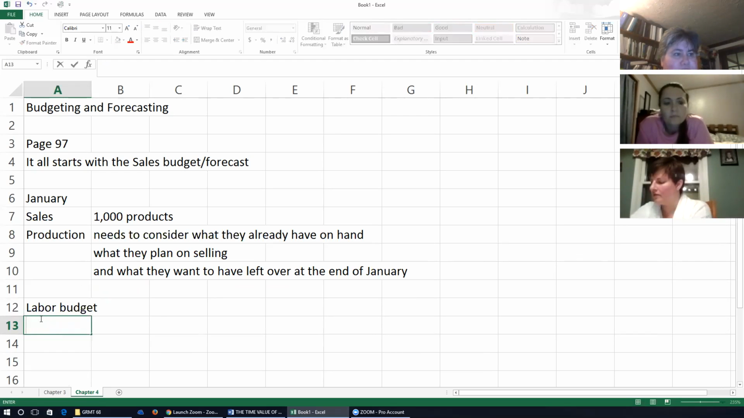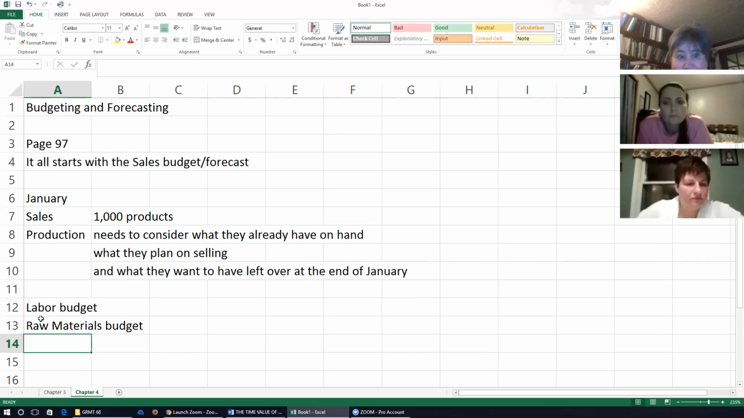Let's call it raw materials. Production then has to figure out what they need to have for raw materials. If they're going to make that many products, then how many raw materials do they need? If it takes 6 2x4s to make the insides of a couch and they're going to make 1,000 couches, then they've got to figure, okay, do I have 6,000 2x4s or do I need to buy some? And I don't want to cut it too close, so I want to cushion it a little.